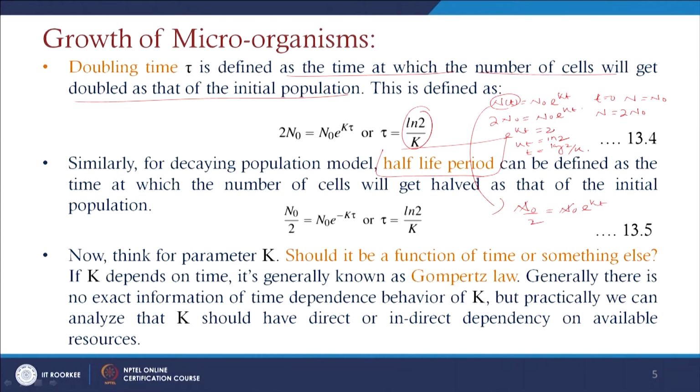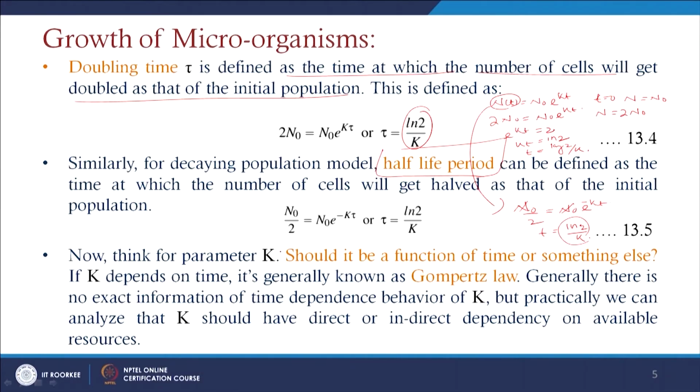If you cancel it out, we can find t as ln 2 by k. Since here it is a half, and there is a minus kt present, that is why we find ln 2 by k if it is half.